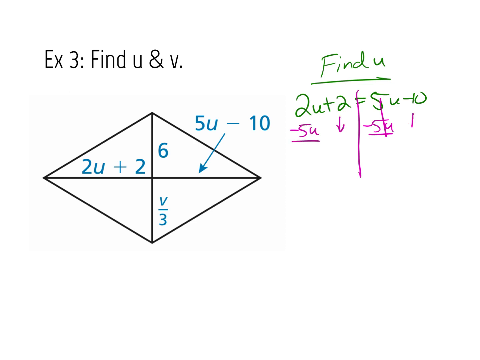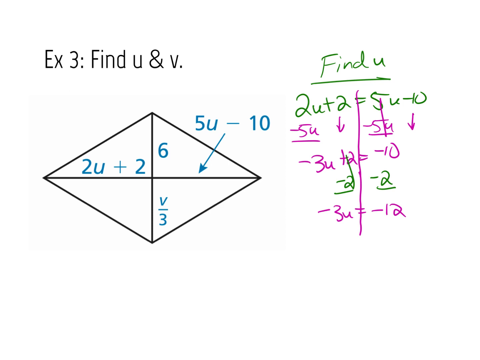And no, everything else just comes down. So 2u minus 5u is what, Jules? Negative 3u. Plus 2 equals negative 10. Lucas, what's the next step to solve for u? Subtract 2 from both sides. Negative 3u is equal to negative 10 minus 2 is what? Negative 12.